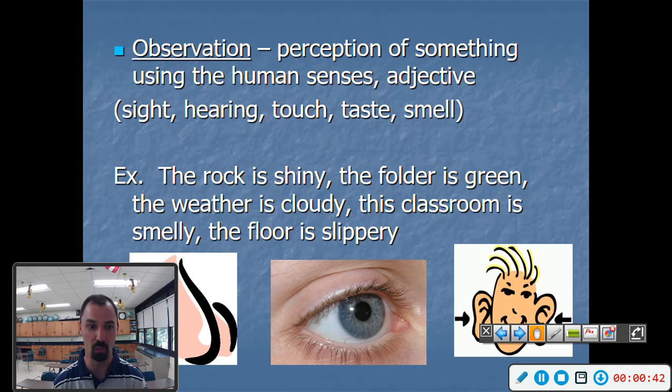So the types of words that you're going to see are adjectives, describing words in English class. An example: the rock is shiny, the folder is green, the weather is cloudy because I'm seeing it with my eyes. I'm looking outside. This classroom is smelly. I'm using my nose to make that description. And the floor is slippery. I'm feeling it with my feet. Those are all examples of observations.